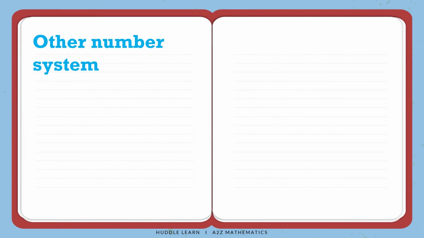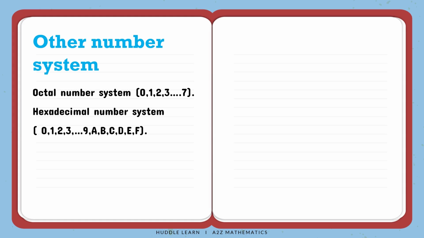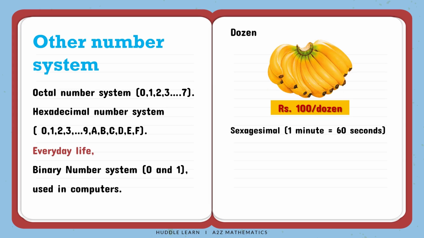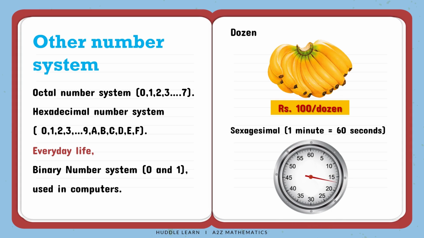There are many other systems used to express numbers. Apart from decimal numbers, some of the other number systems are octal and hexadecimal systems. In everyday life, we work with binary for computers, dozen, and sexagesimal, which has 60 for its base. For instance, 1 minute is equal to 60 seconds.